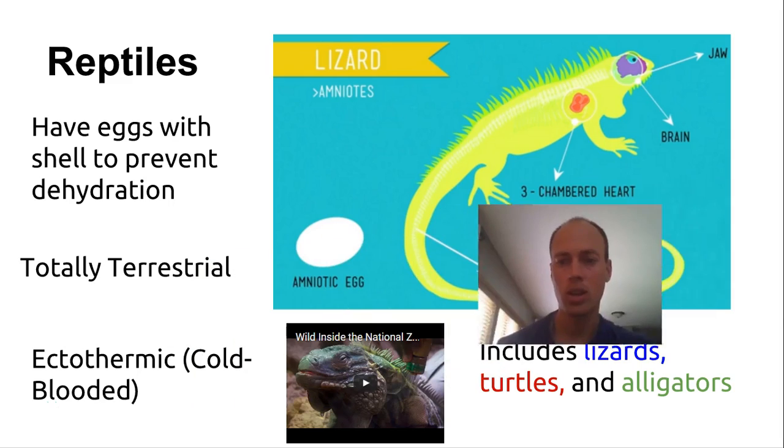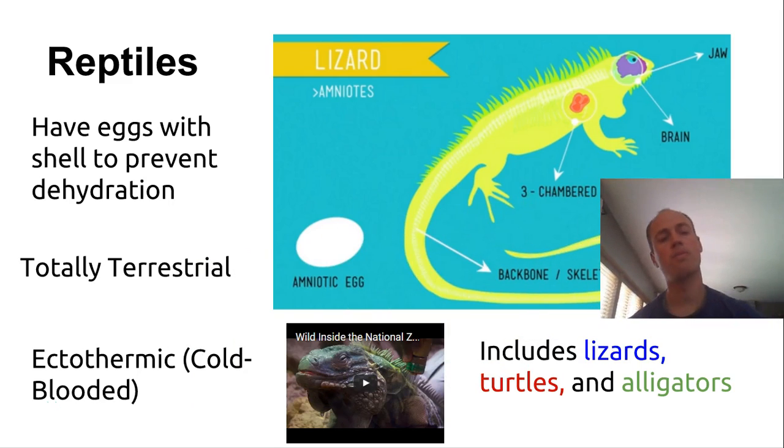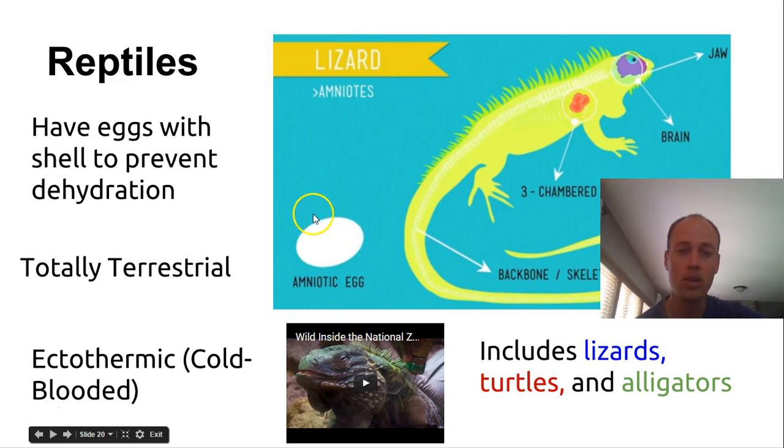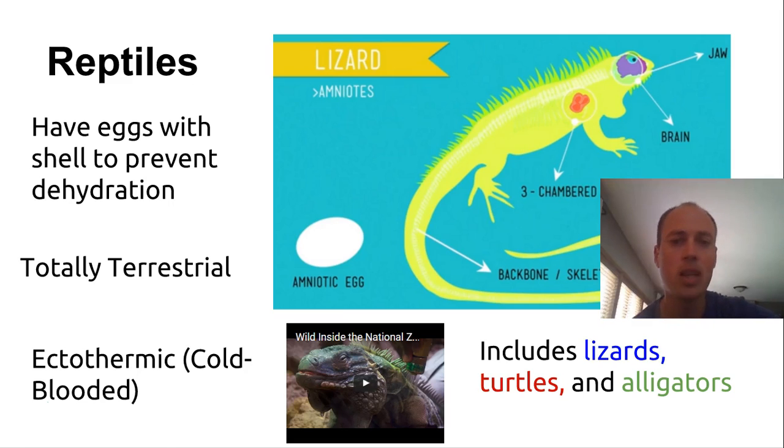So let's take a look at the lizard, the reptiles. These live their whole life on land. In other words, they are totally terrestrial. Terrestrial means on land. And they live their whole lives there, which is different than the amphibians. They have eggs with a shell to prevent dehydration, so they can actually lay their eggs on land. And when they hatch, they're already on land. They don't live any part of their life in the water.